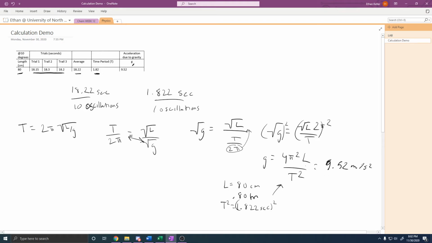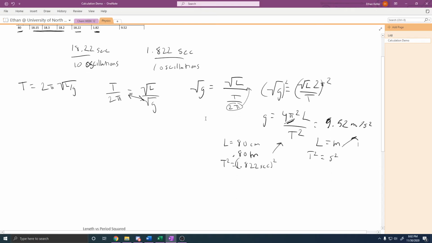And obviously the units make sense because these are unitless, right? Our 4 pi squared is unitless, so our length is in meters, our T squared is seconds squared, right? So that's our units. All right, so that's the first part.